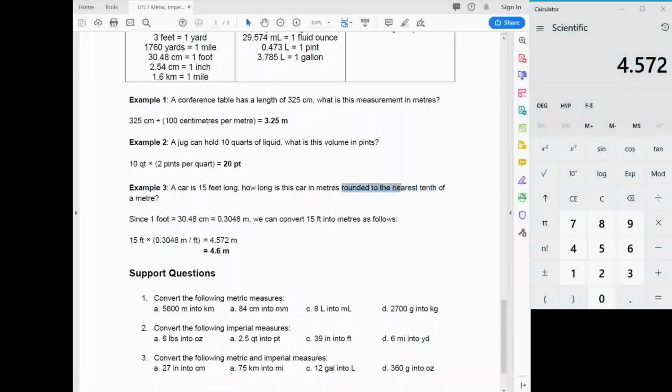And it did say to round to the nearest tenth of a meter. So I round up because that's a 7, and 7 is 5 or greater. So I would round this value up to 4.6.